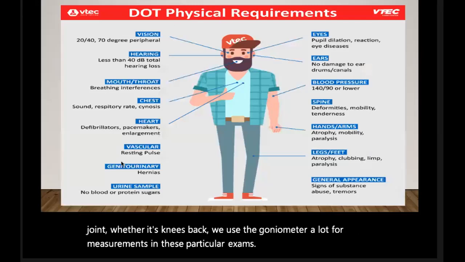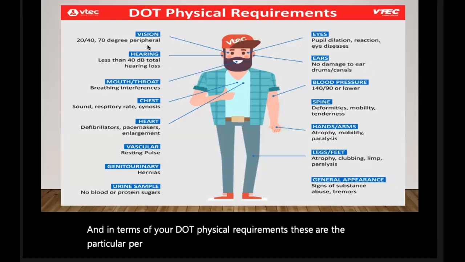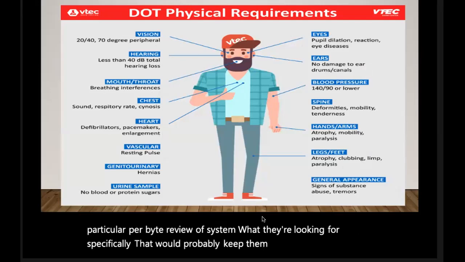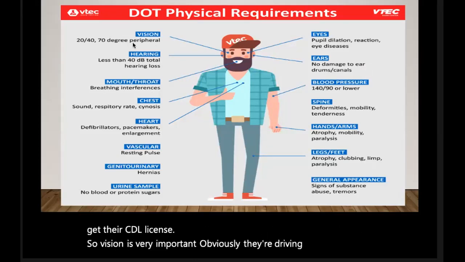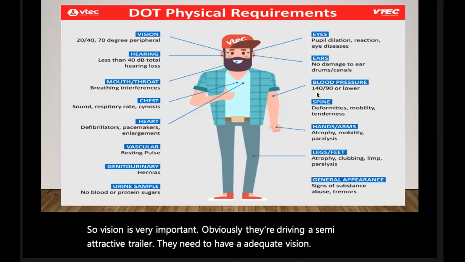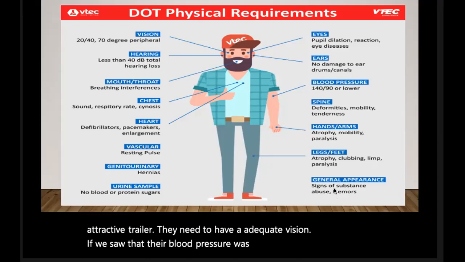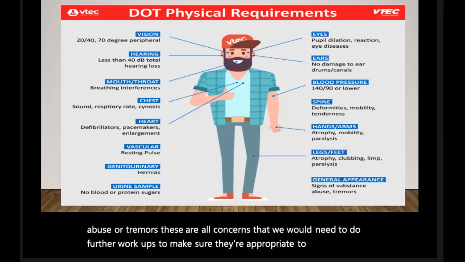And in terms of your DOT physical requirements, these are the particular things, by review of system, that they're looking for that would probably keep someone from being cleared to get their CDL license. Vision is very important. Obviously, they're driving a semi-tractor trailer, so they need to have adequate vision. If we saw that their blood pressure was up, or any signs of substance abuse or tremors, these are all concerns that would require further workups to make sure they're appropriate to be cleared for this particular license.